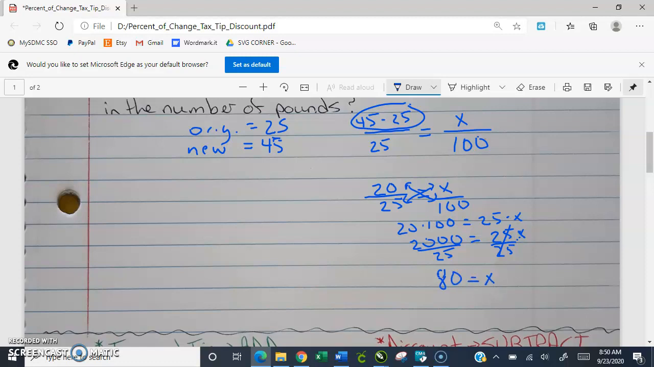So x equals 80. It's not just 80. Remember, we're talking about percentage. So x equals 80%. So he started off lifting 25 pounds. A month later, he was lifting 45 pounds. So his gain was 80%.